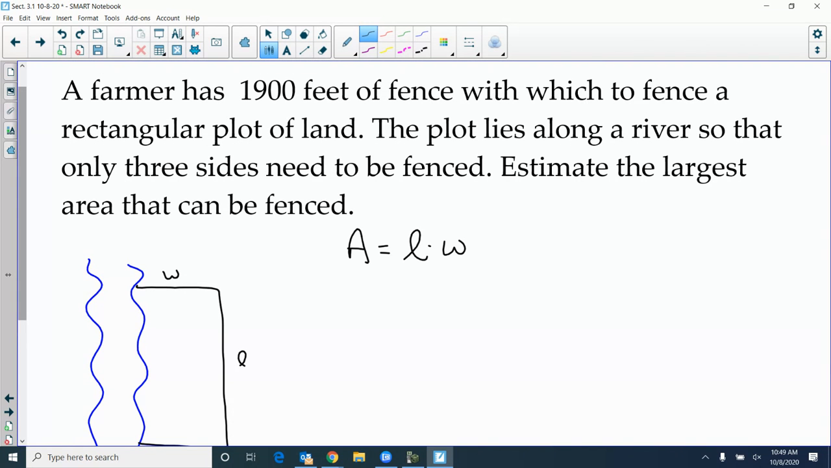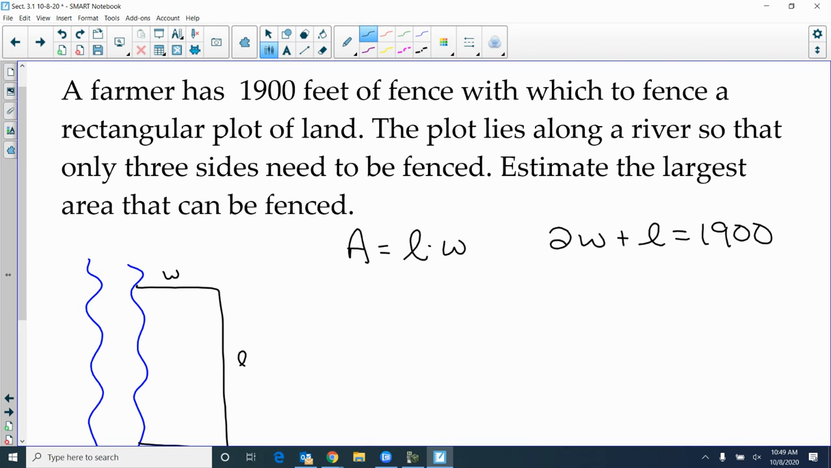Okay. 1,900 feet of fence is going to come into play. 1,900 feet of fence doesn't represent the area. What's it actually going to represent? Perimeter, right? Now, how many sides are on this perimeter, though? It's only 3 sides. So I have 2 widths and a length, right? So 2W plus L has to equal 1,900, correct?